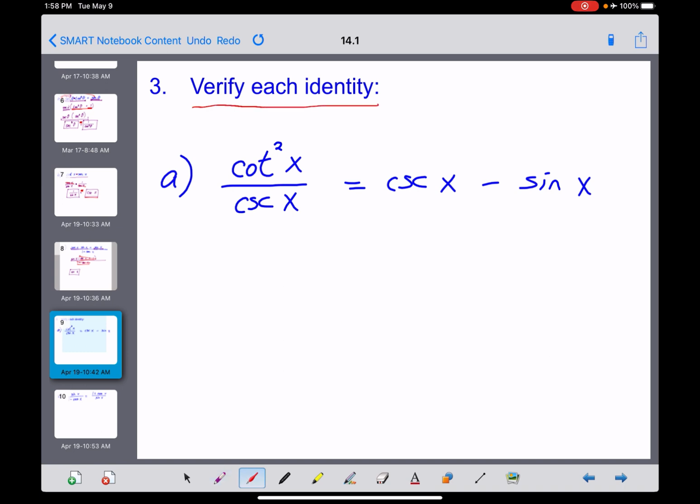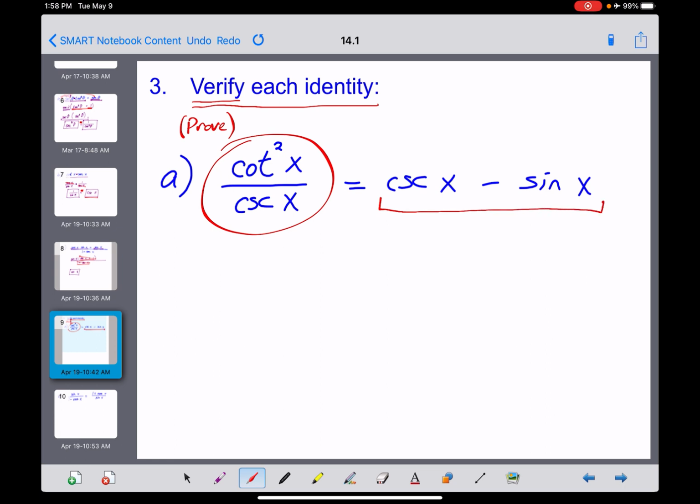Verifying an identity. Now remember that verify is kind of like the P word from geometry, guys. It's kind of like the word prove. But relax, it's not as formal as a geometric proof. They're actually telling you what the answer here is. In the last three problems, maybe they just give you an expression like this and the directions say simplify. Well, now they're telling you basically to do the same thing, but this is what you should end up with.